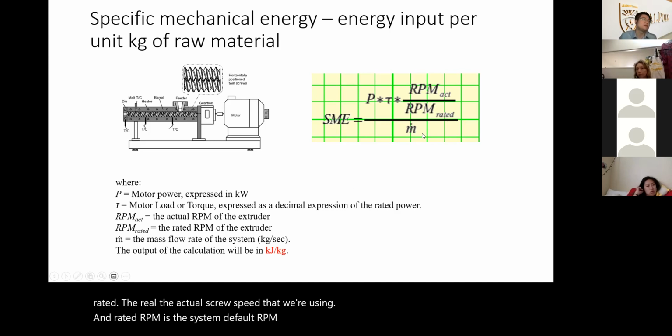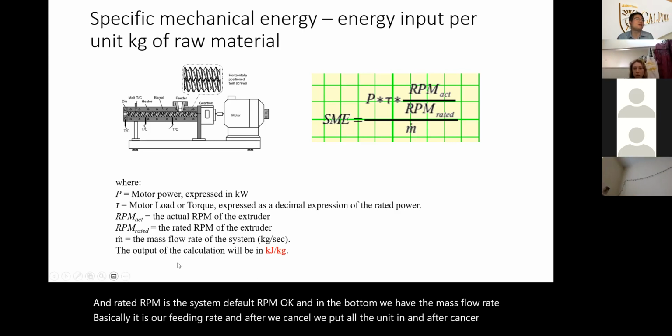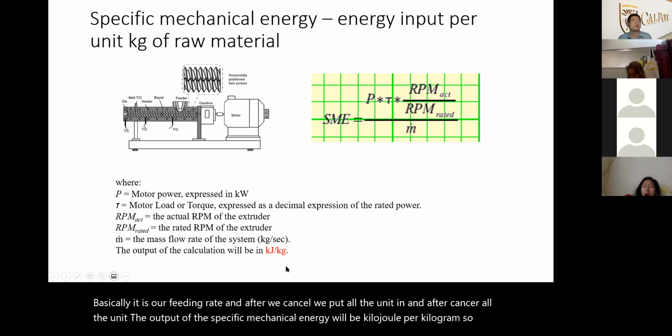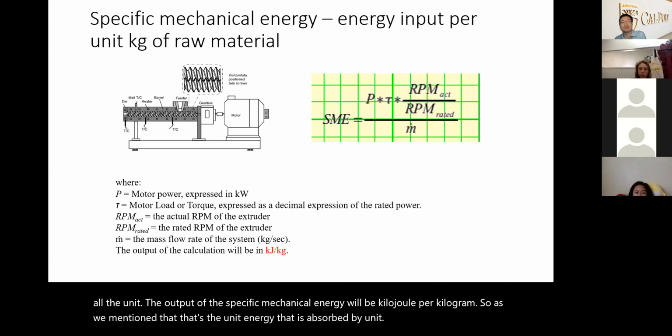Okay, and on the bottom we have the mass flow rate. Basically, it's our feeding rate. After we put all the units in and cancel them, the output of the specific mechanical energy will be kilojoule per kilogram. As we mentioned, that's the unit energy that is absorbed by a unit mass of the material.